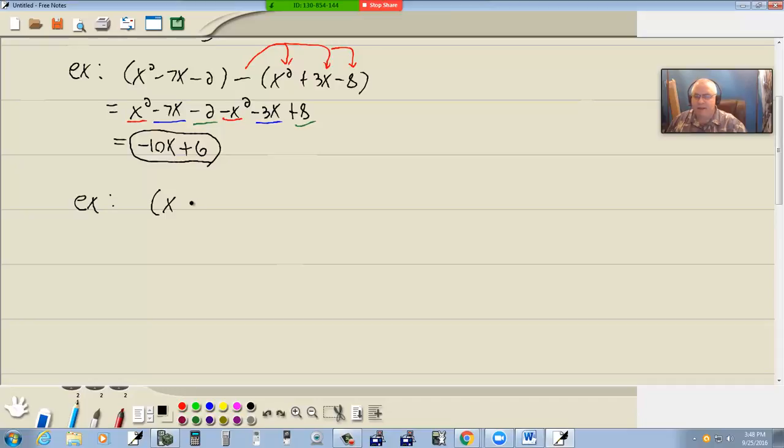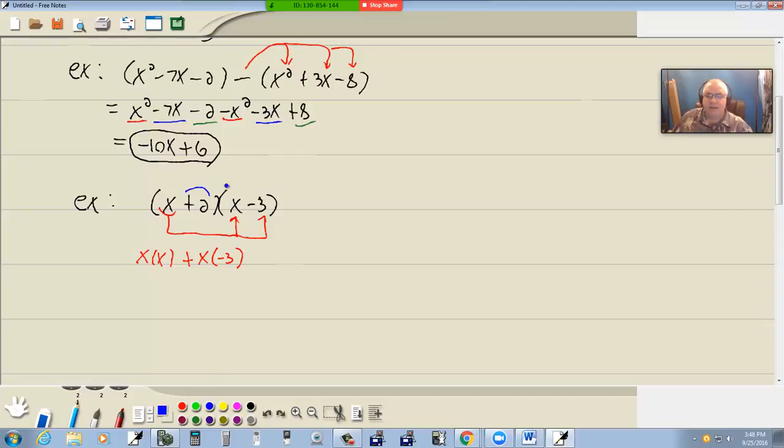Now if I'm multiplying two polynomials together, since I got two terms here and two terms here, I'll take the first term in my first set of parentheses and I'll multiply it times each term over here. So I'm going to have x times x and x times negative 3. So I just follow the lines to see what to multiply together.